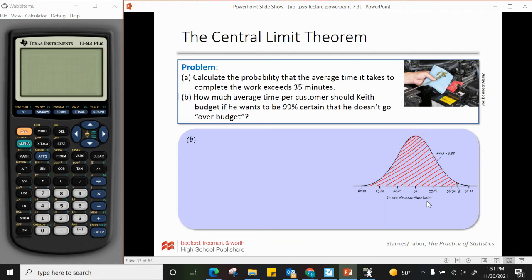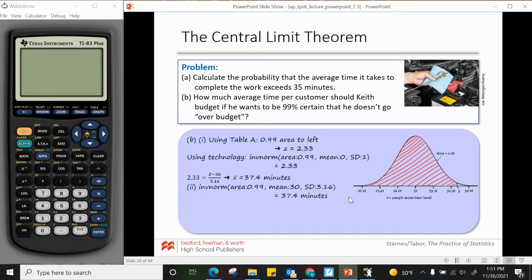So part B asks how much average time per customer should Keith budget if he wants to be 99% certain he doesn't go over the budget. So he wants to make sure that he is under budget 99% of the time. Basically, we're going to look for what that cutoff point is. How much time do we need to budget so that we do not go over 99% of the time? Since I'm going from the left up, I want the area of my curve to be 0.99 for 99% of the time.